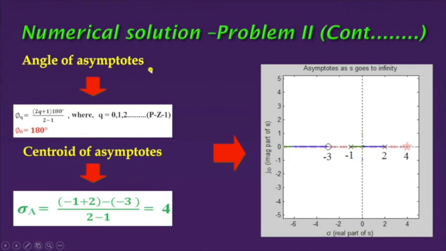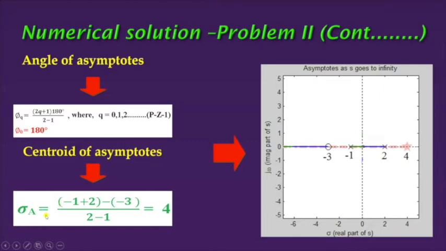Then find the angle of the asymptotes: phi_q = (2q + 1) x 180 degrees divided by (P - Z), that means 2 - 1, which gives 1. So the number of asymptotes is 1. Consider q = 0. For q = 0, the angle is 180 degrees. So there is only one asymptote.